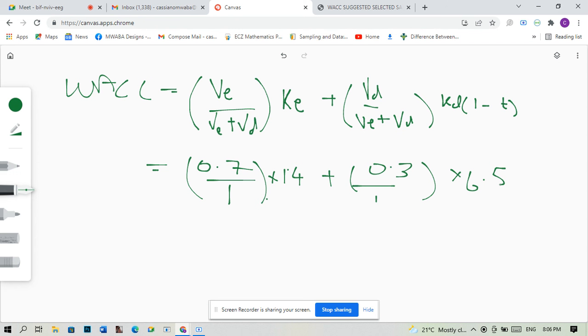So 0.7 times 14 is 9.8 plus 0.3 times 6.5, that's 1.95. So 1.95 plus 9.8, we're going to get 11.75. We can round it off to 12%. So that's our weighted average cost of capital.